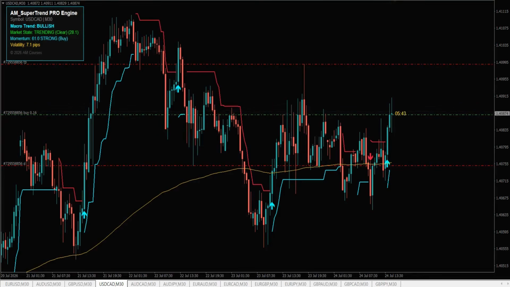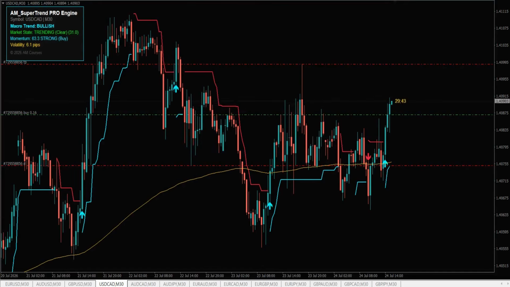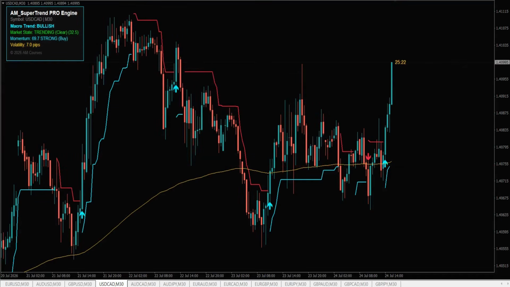Now watch the dashboard as the trade develops. The trend strength reading climbs. The momentum reading climbs too. The market is confirming the direction after the entry, which is exactly what you want to see. But notice, I didn't need that confirmation to hold. My exit levels were already decided. Price pushes up and moves away from the entry in our favor. Price reaches the target level, the order closes automatically, and the trade is done.